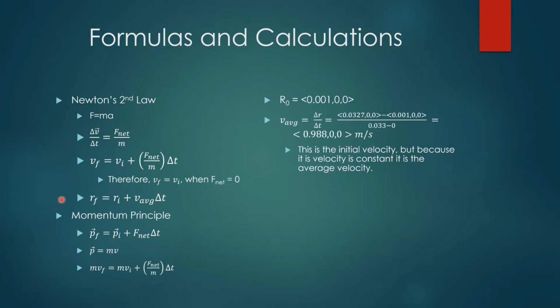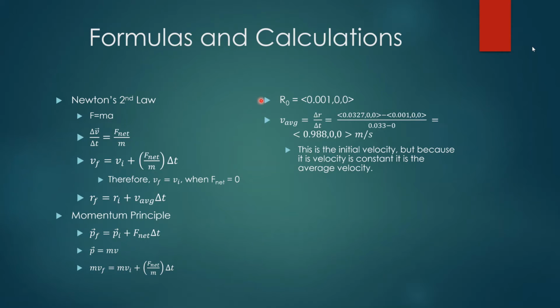The position update formula can also be found from this, which is final position equals initial position plus average velocity times change in time. The momentum principle was another formula used, which is final momentum equals initial momentum plus net force times change in time. The momentum formula is just momentum equals mass times velocity. Both of these two combined give us this.